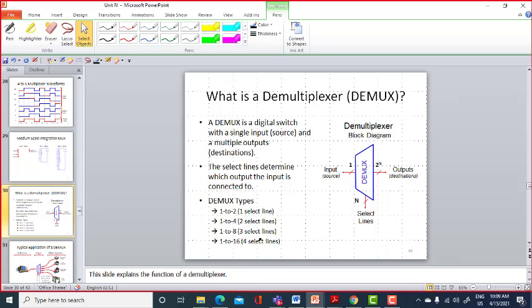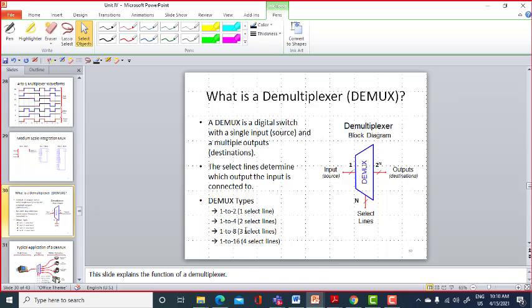And what is a demultiplexer? A demultiplexer is nothing but a digital switch with a single input source. You have a single input, the vice versa of your multiplexer. You have a single input source and multiple outputs. Here also you have select lines. Select lines determine which output the input is connected to. So you have 1 to 2, 1 to 4, 1 to 8, 1 to 16, like this. Again you have 1 select line, 2 select lines, 3 select lines and 4 select lines.